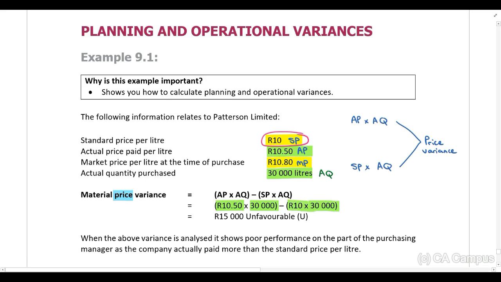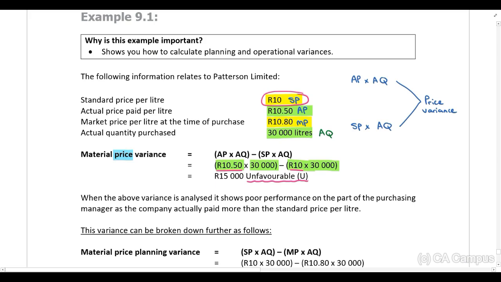So you can see we have an unfavourable material price variance because the actual price is more than the standard price. So if we are going to use this variance to analyse the performance of the purchasing manager, we are going to say that this indicates poor performance on the part of the purchasing manager because the company actually paid more than the standard price per litre. But the problem that we have in this example is we know that the standards are outdated. They have not been updated to reflect current conditions because the current market price is different to the standard price per litre.